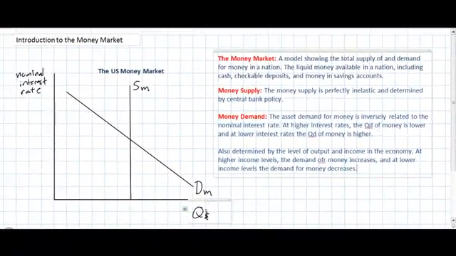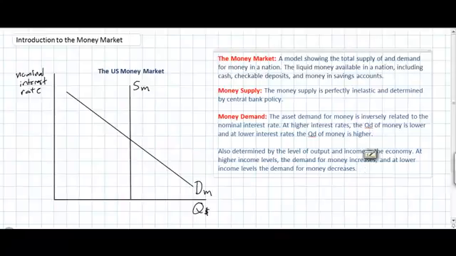Now this implies that if there's economic growth, if output in the economy is growing, then the demand for money will actually shift to the right, which, as you can see on the graph, would put upward pressure on interest rates in the economy. However, if there is a recession and the level of output in the economy falls, there's less stuff to buy, therefore the demand for money would shift to the left and the equilibrium interest rate in the economy would fall.